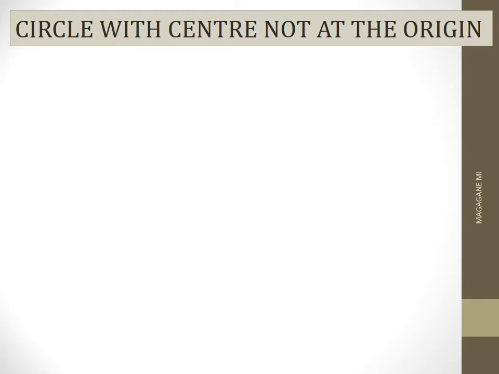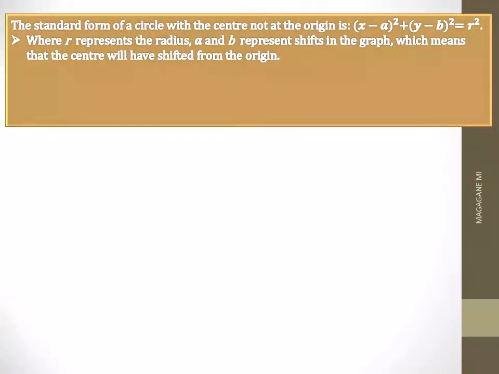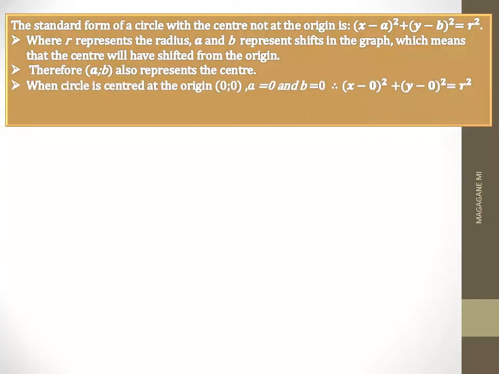Circle with center not at the origin. This implies that the coordinate of the center is no longer (0, 0). The standard form of a circle with center not at the origin is (x - a)² + (y - b)² = r², where r represents the radius, and a and b represent the shift in the graph, which means that the center has shifted from the origin. Therefore, (a, b) also represents the center.